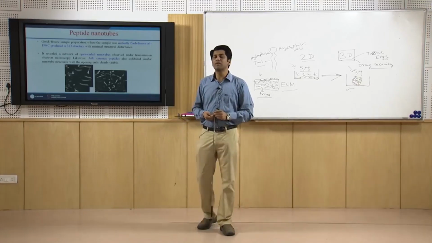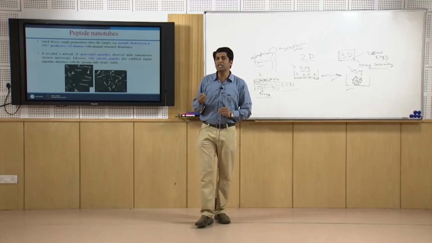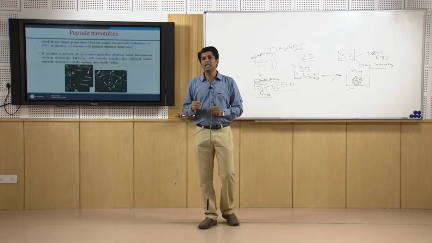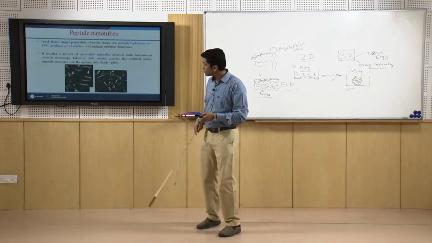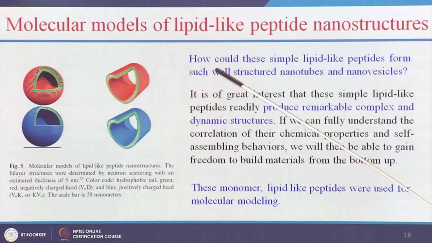Another advantage is that we can also have green fluorescent protein expressing peptide nanotubes, so we can easily monitor where the nanotubes are going and how they are delivering the drugs. So it can also act like a theranostic nanoparticle or nanotube. We can also make spherical or vesicle-like structures. How can these simple lipid-like peptides form nanotubes or nanovesicles? The mechanism is still not well understood, but people are trying to understand it using computational modeling as well as various computational tools.